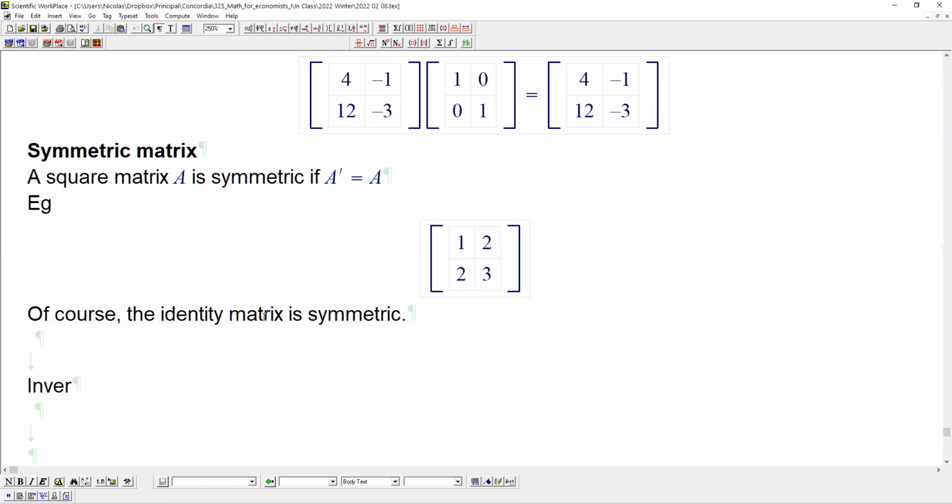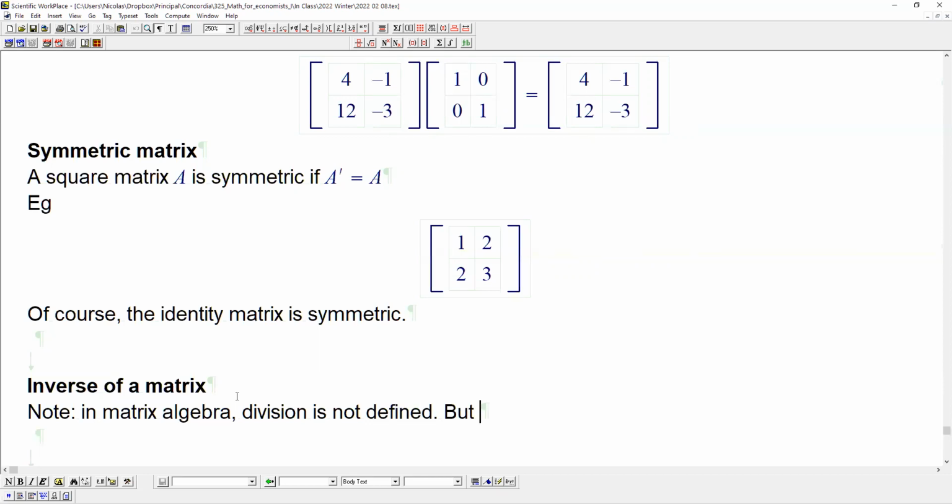Okay, now the inverse of a matrix. So now the fun starts to happen. What is the inverse of a matrix and why do we need it? I've talked about addition, and implied that you can subtract matrices. I've talked about multiplication. Can you divide matrices? No, but you can multiply by the inverse of a matrix. In matrix algebra, division is not defined, but multiplication by the inverse is.